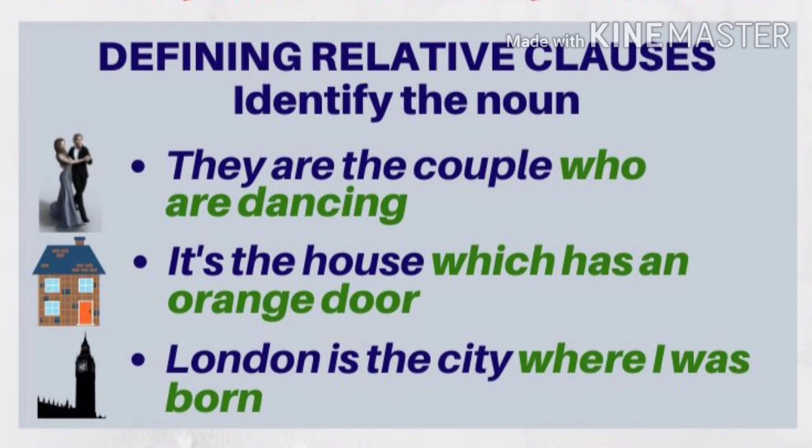Let's see some more examples. Defining relative clauses identify the noun. They are the couple who are dancing. It is the house which has an orange door. London is the city where I was born.